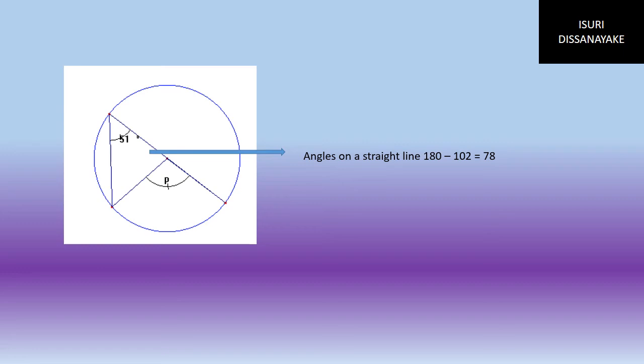Then you can find the labeled angle, which is angles on a straight line. From 180, you subtract 102, which is 78. And then you can also find the angle in the triangle. You add 78 and 51, and subtract it from 180, which is equal to 51.